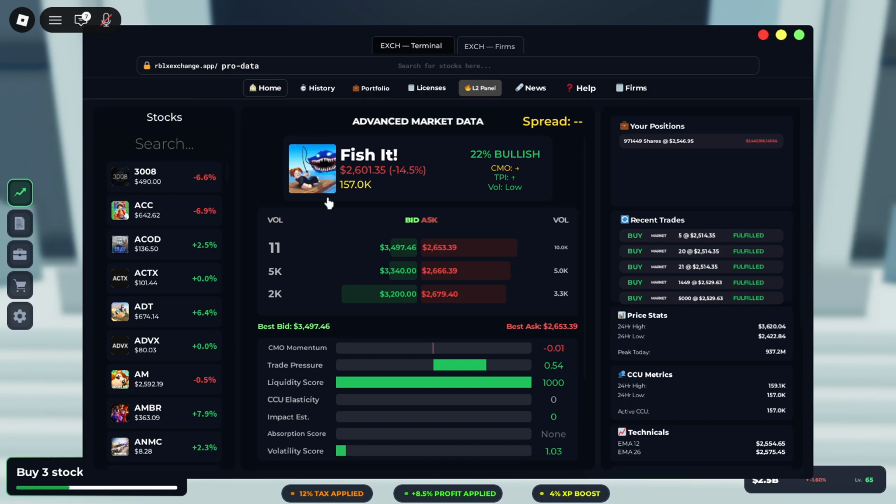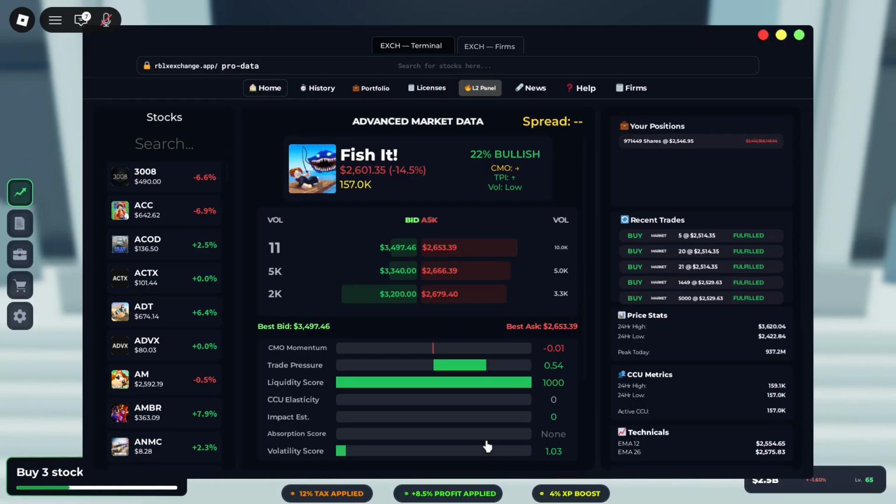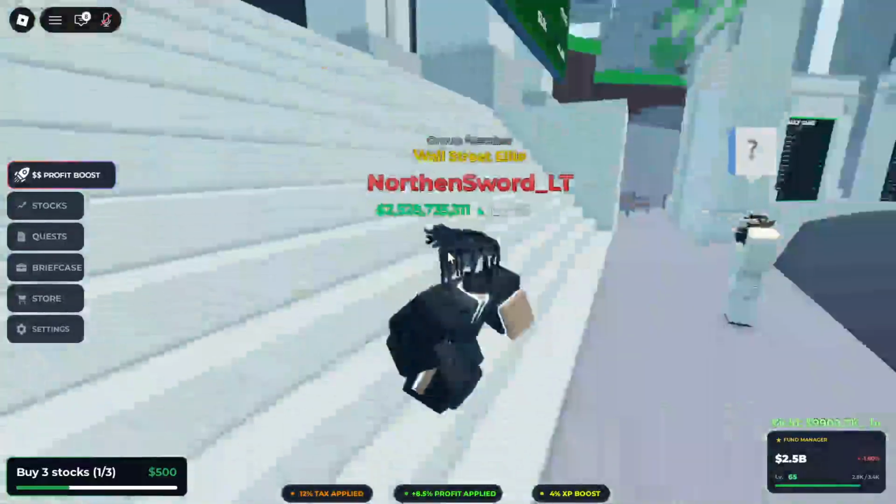Okay, so we will go on to the immediate execution impact. That's what it basically means. The immediate execution impact asks the question: how much will your order move the price?